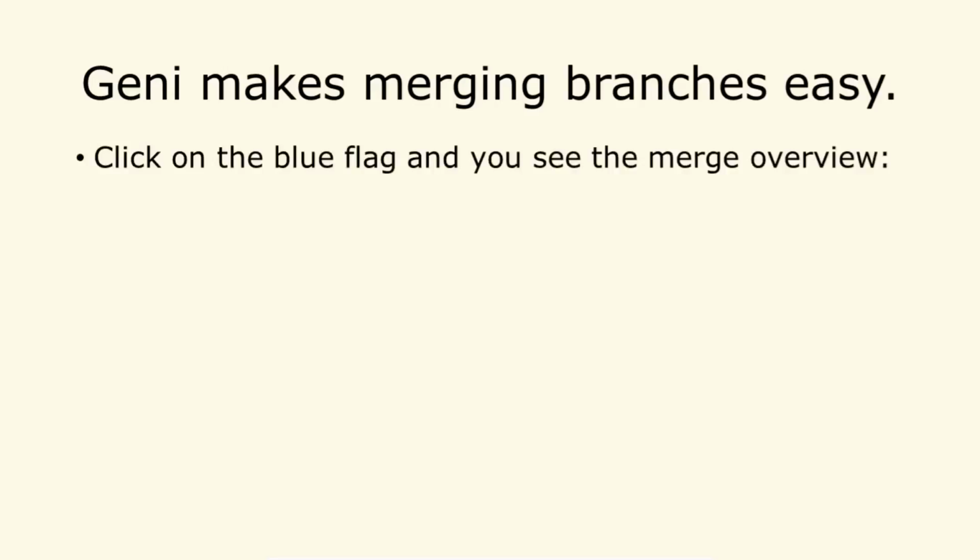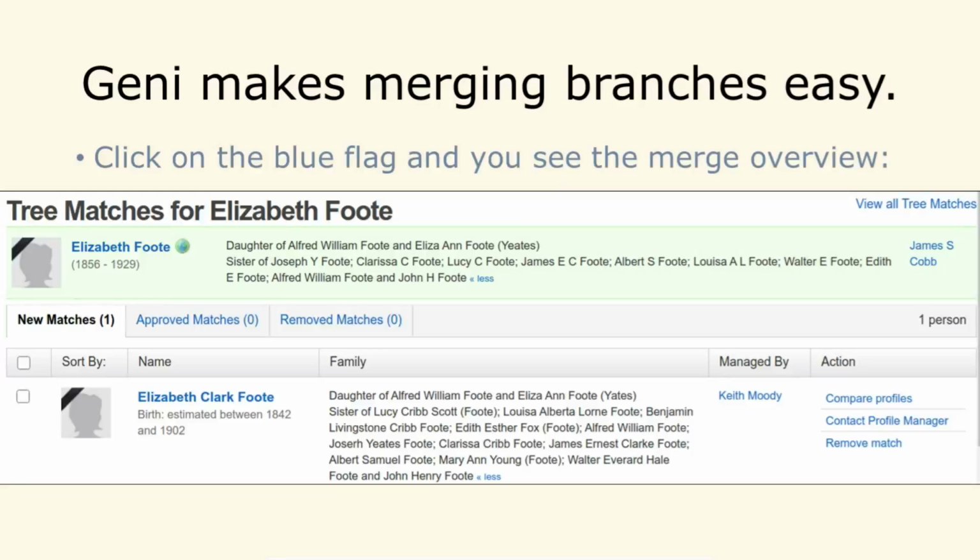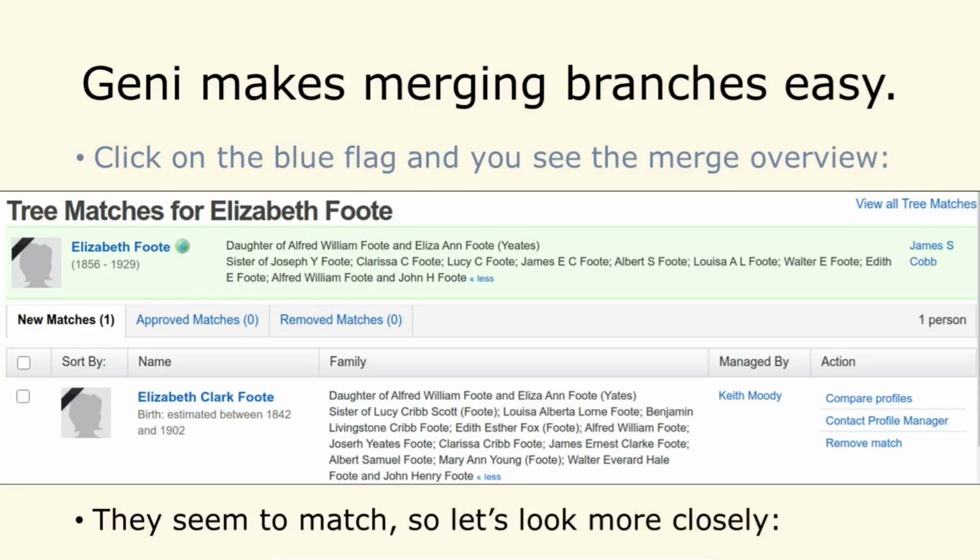What you do is you click on the blue flag and you see a merge overview, which looks like this. Here you see Elizabeth Foote, who's in the branch that I was working on, and here is an Elizabeth Clark Foote, who's in a different branch. Are they the same people? Well, let's look more closely.